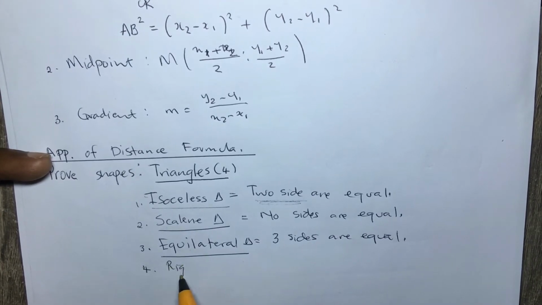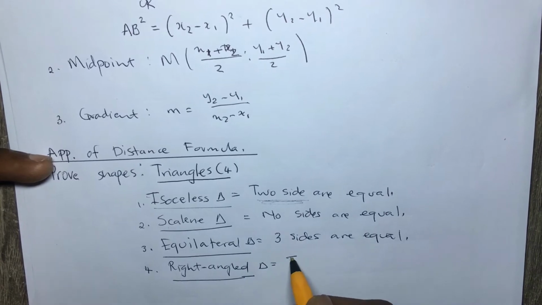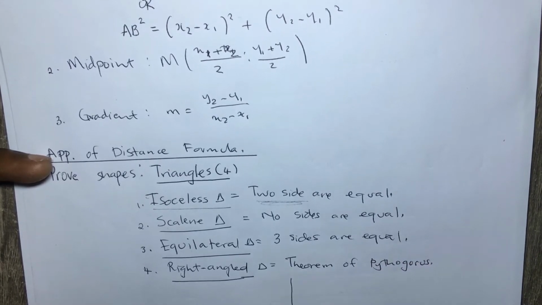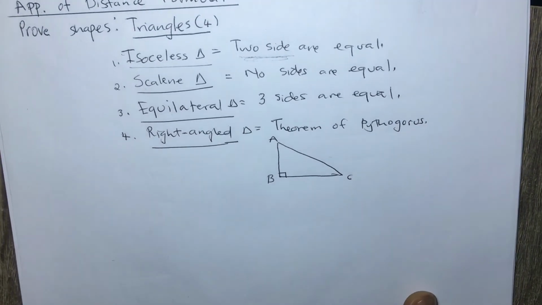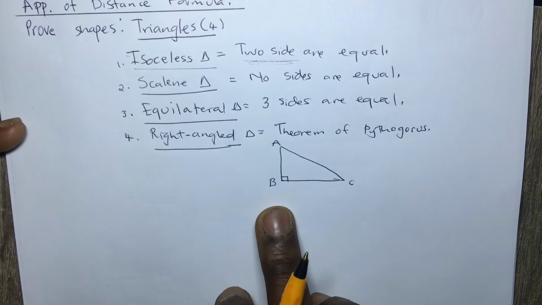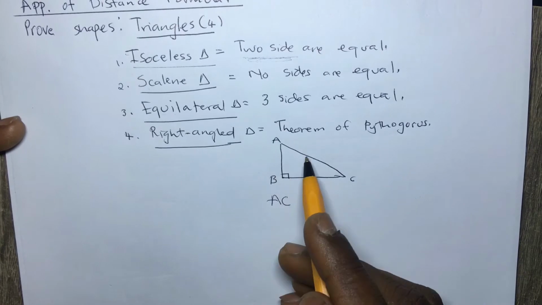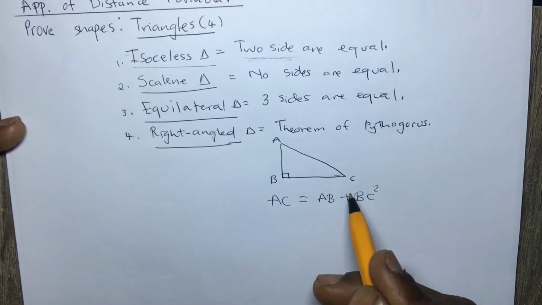And the last one, put it right there, is a right angle triangle. So if they say prove it's a right angle triangle, you might have to use the theorem of Pythagoras, which I will not do in this video. So you might have to say, okay, the right angle is like that, A, B, C. If you're supposed to prove it's a right angle triangle, you need to prove that AC, the longest side, the one that is opposite the right angle, squared is equal to the sum of the squares of the other 2 sides.